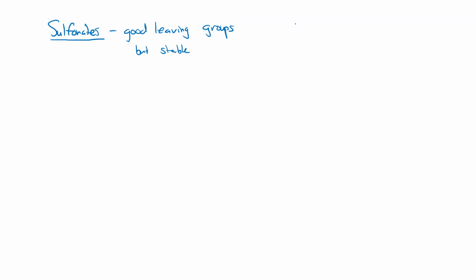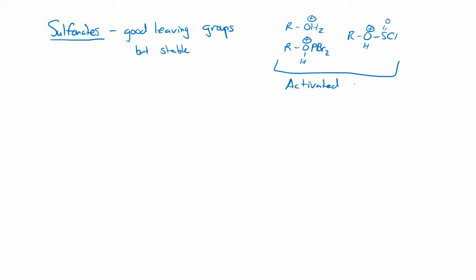right? So previously, when we activated alcohols, we made things like OH2 plus. We made the OHPBr2 plus. We made the sulfonyl chloride plus, right? So we keep making these really activated alcohols. All of these are very unstable. As soon as we make them, they react, which is good because we want our alcohols to react, right? When we start treating them with acids, that's the whole point.